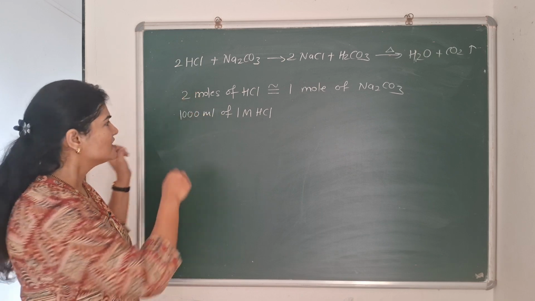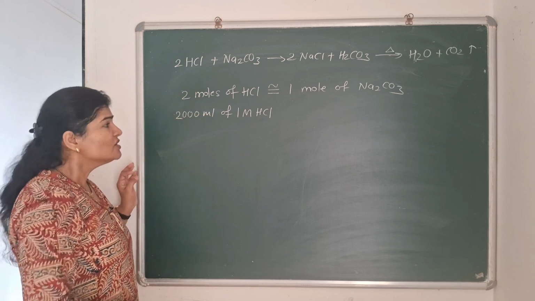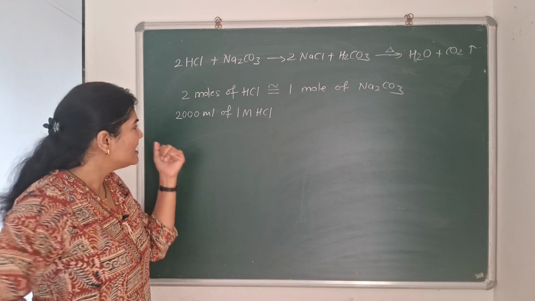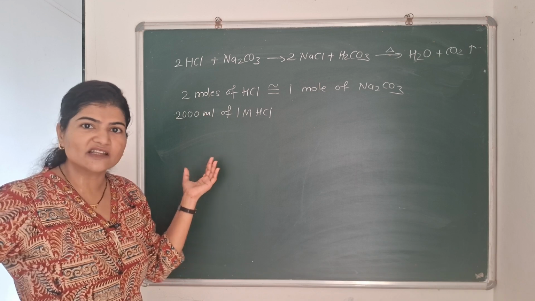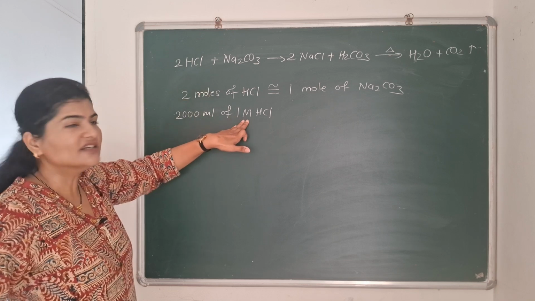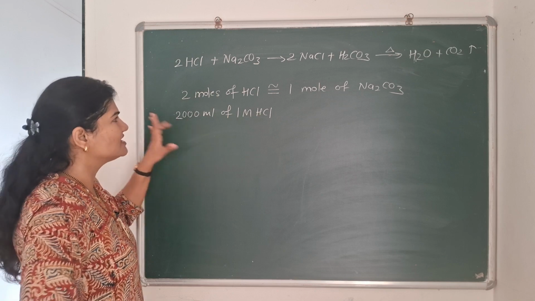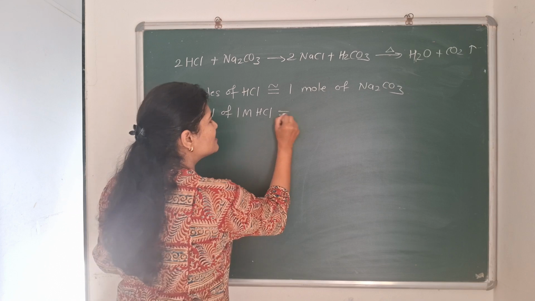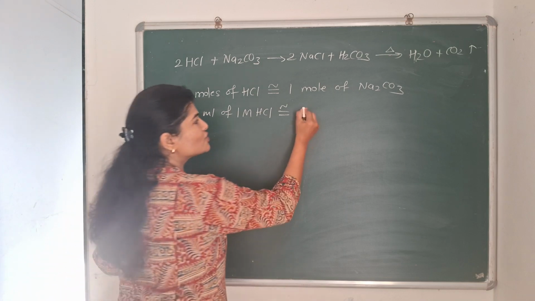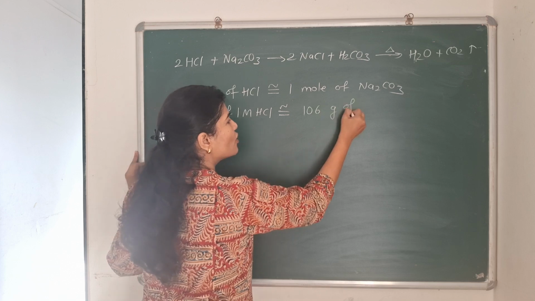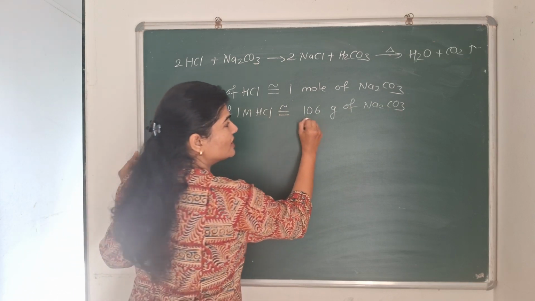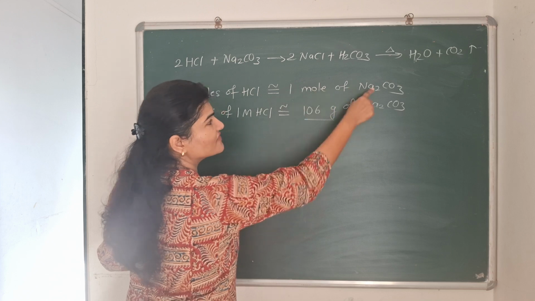Now here there are 2 moles, so I will take 2000 ml. So if I take 1000 ml of 1 molar HCl, it gives me 1 mole of HCl. If I take 2000 ml, it gives me 2 moles of HCl. So always we have to convert this moles part into the concentration part. So 1 molar HCl, 2000 ml, this comes on the left hand side, is equivalent to 1 mole of sodium carbonate. It is solid, so I will use the molecular weight. So what is the molecular weight? 106 gram of sodium carbonate. It is the molecular weight of sodium carbonate. See, molecular weight in grams means 1 mole of sodium carbonate.